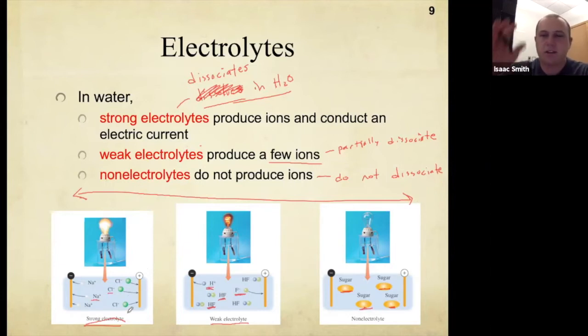Okay, so just remember those concepts, that things that fully dissociate are going to be strong electrolytes. Things that partially dissociate or produce few ions are going to be weak electrolytes. And then non-electrolytes do not dissociate at all, so no ions are formed. And you can see that the light bulb doesn't even turn on in this example. Okay. All right.